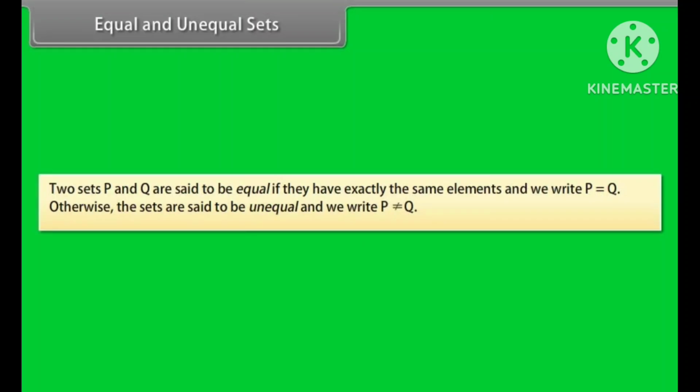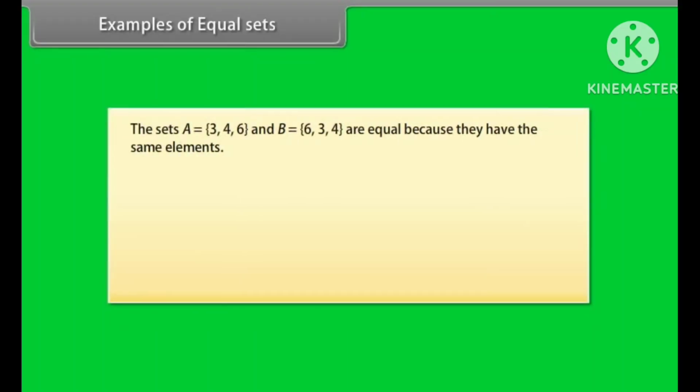Equal and unequal sets. Two sets P and Q are said to be equal if they have exactly the same elements and we write P = Q. Otherwise, the sets are said to be unequal and we write P ≠ Q. Examples of equal sets. The sets A = {3, 4, 6} and B = {6, 3, 4} are equal because they have same elements.